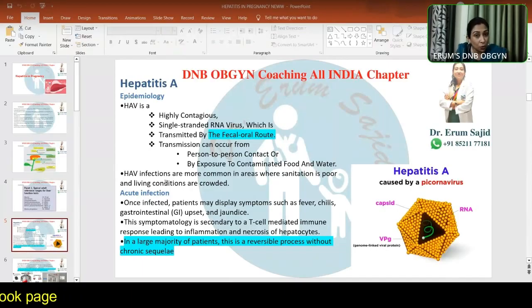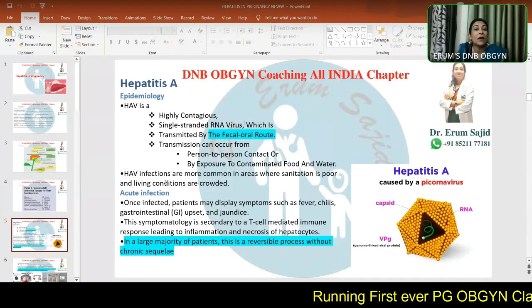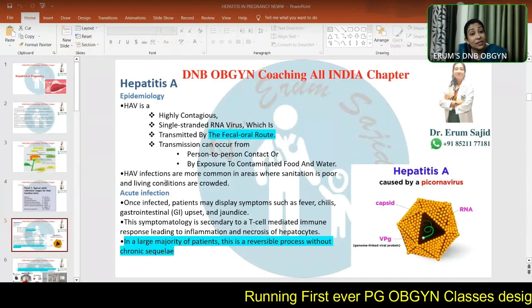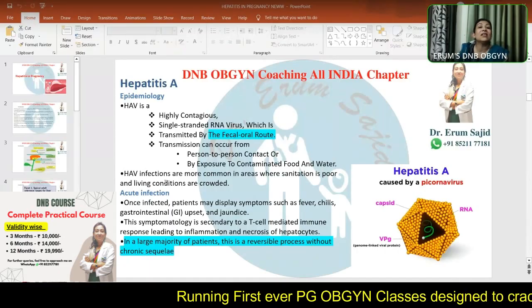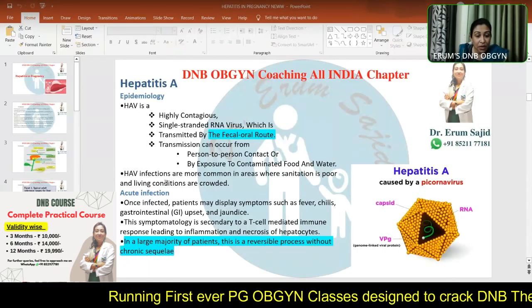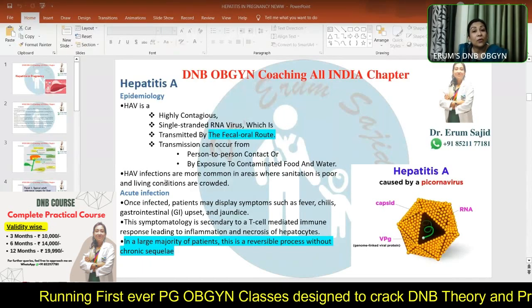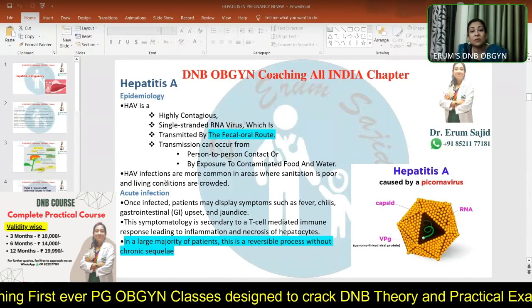Very important, fecal-oral route. Again, why? Because patients come to you to ask, I don't know what happened. I did not do anything. I have not had outside food, and still I'm having this. Hepatitis A has come out to be positive. So the answer is at some point in time you did have. Okay. So it is actually from the fecal-oral route that it is transmitted.